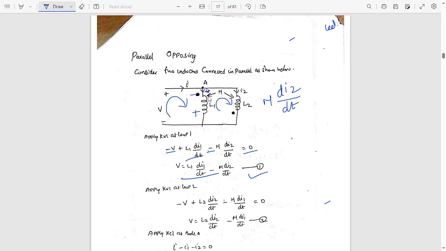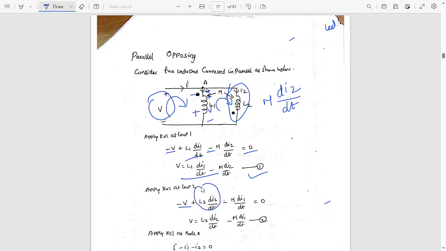Similarly, I need to apply KVL at loop 2. While applying KVL at loop 2, I need to consider voltage V across this, because all the three elements are parallel. L1 and L2 are parallel, and across that we have a voltage V. I am giving the same polarity I mentioned across L1. Here also the current is entering negative, leaving positive, so minus V, plus there is a self-induced voltage across this, which is L2 dI2 by dt.